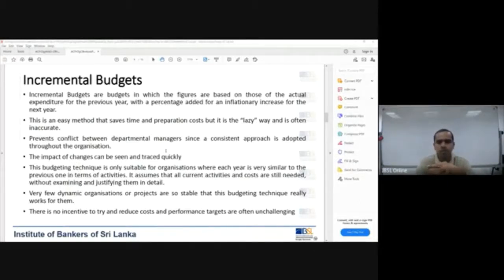This budgeting technique is only suitable for organizations where each year is very similar to the previous one in terms of activities. It assumes that all current activities and costs are still needed without examining and justifying them in detail. It assumes that you need to continue your status quo. You can't change anything. It's not very flexible in terms of changing, new thinking. Very few dynamic organizations or projects are so stable that this budgeting technique really works for them. There is no incentive to try and reduce cost, and performance targets are often unchallenging.